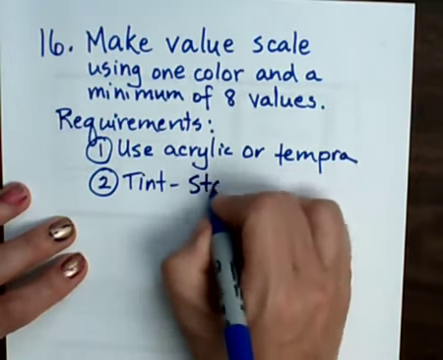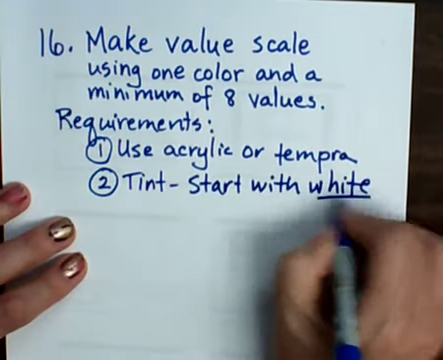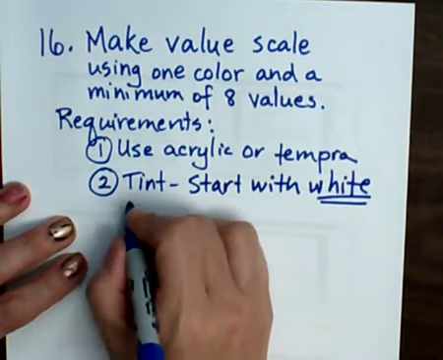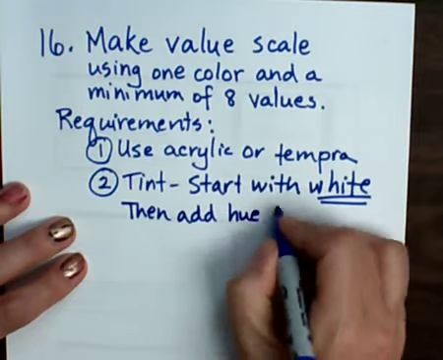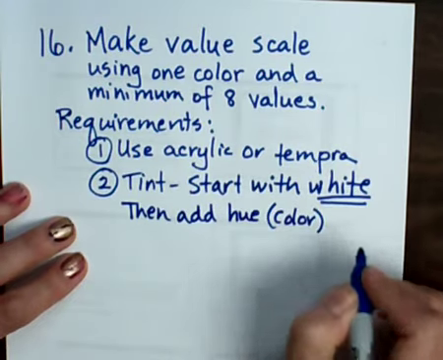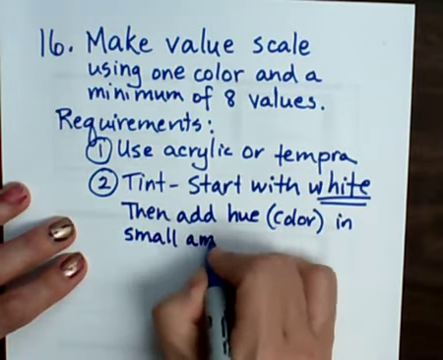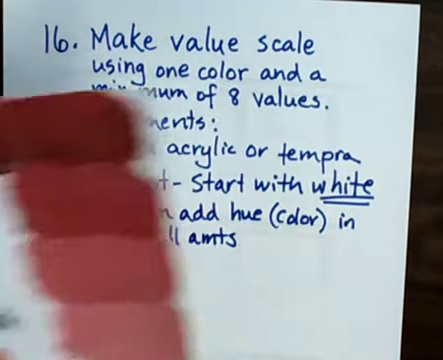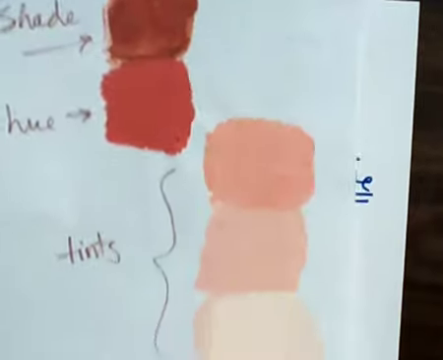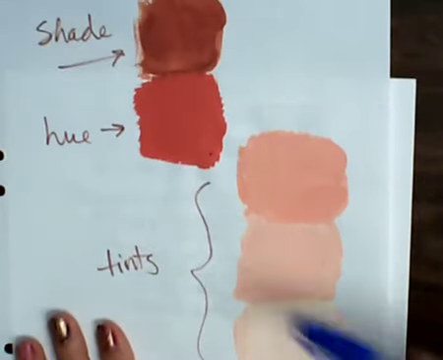Start with white. Okay? And then add your hue or color. Hue is just another word for a pure color. Okay? In small amounts. So you probably cannot see this very well. Maybe this. So when you start out, can you see the value scale change there? This is kind of a peach color. Here was my hue right here.